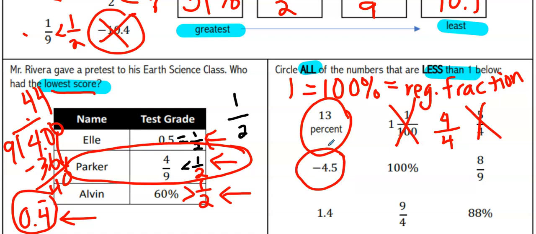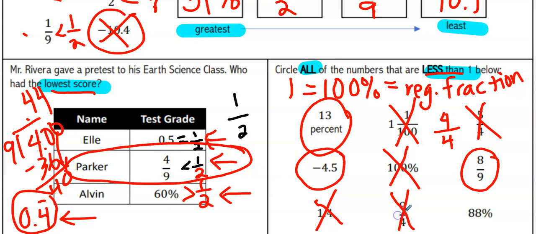100% is actually equal to 1, so we're going to have to cross that out because it says less than 1. 8/9 is 1/9 away from a whole, so that's definitely less than 1. 1.4 is greater than 1, so that can't be it. 9/4 is greater than 1. It's an improper fraction. We're going to cross that out. But 88% is correct because 88% is less than 100%, which is our percent form of 1 whole.